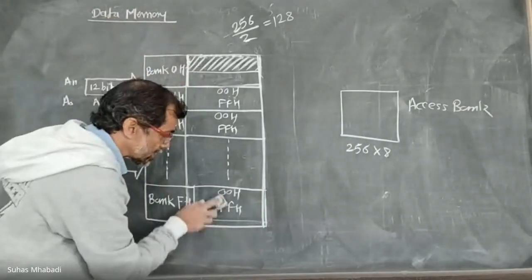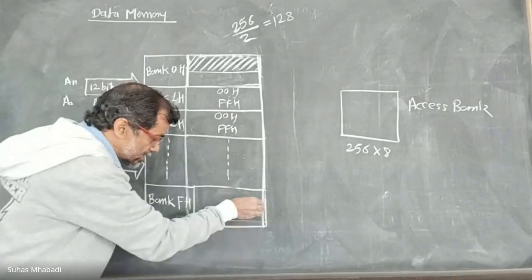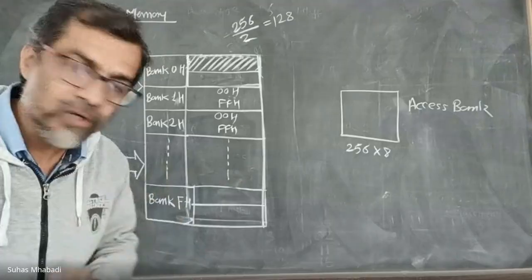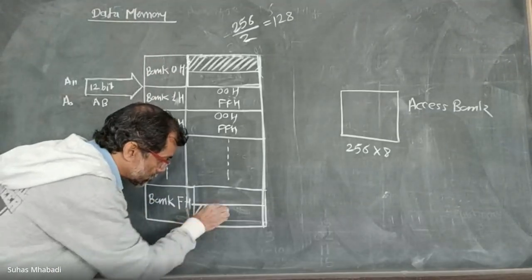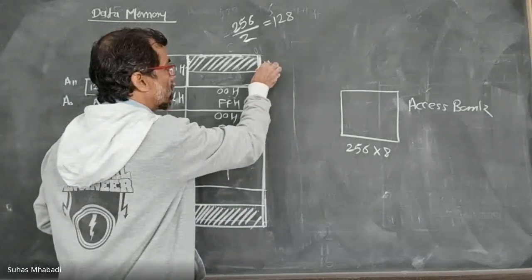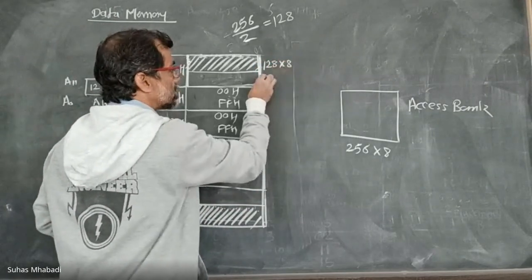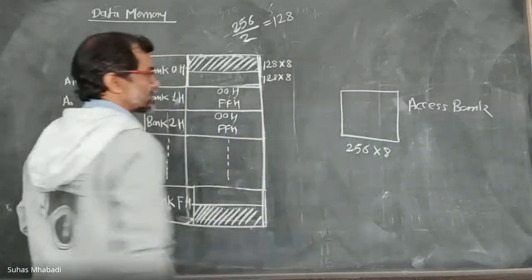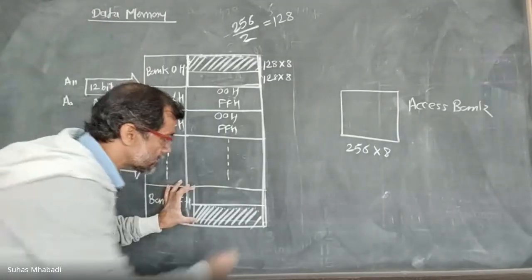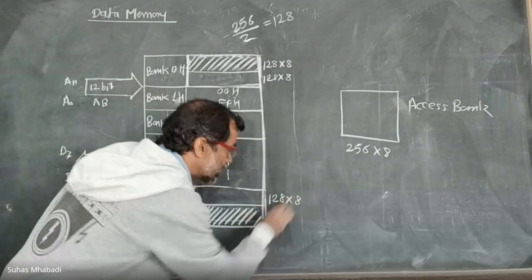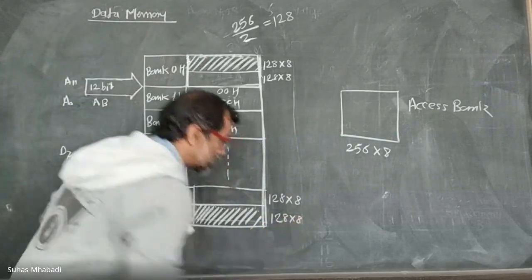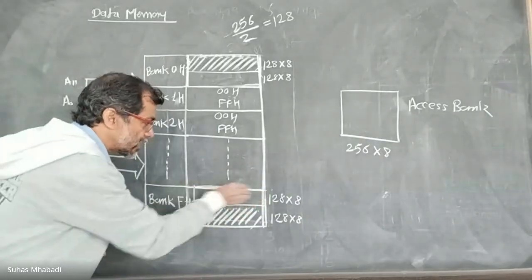Then what they have done? They split this last bank, bank F, into two halves, each of 128. Here it is. So this is 128 into 8. This is 128 into 8. Total bank 0 is 256. This is 128 into 8. Into 8 means 8 bit. And this is 128 into 8. Total is 256. Bank number F.